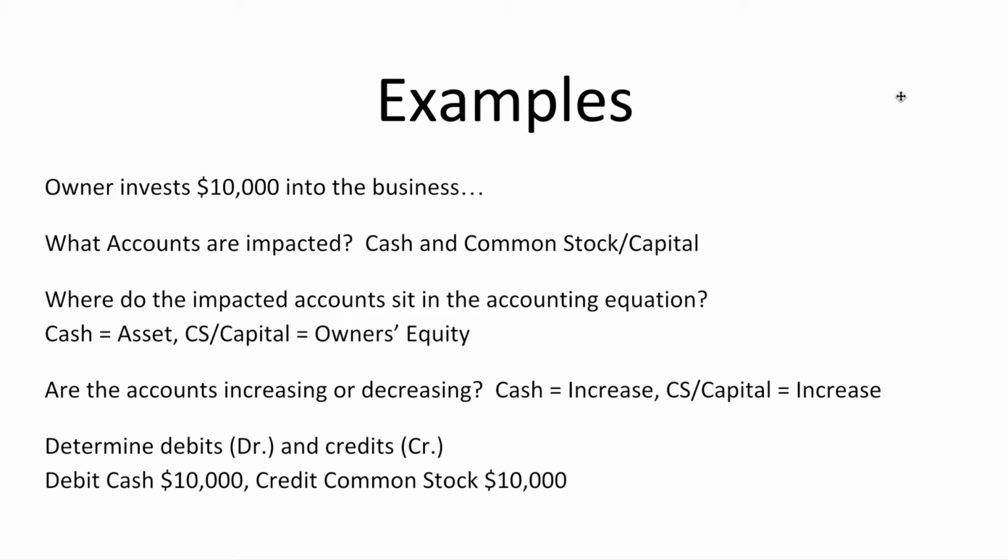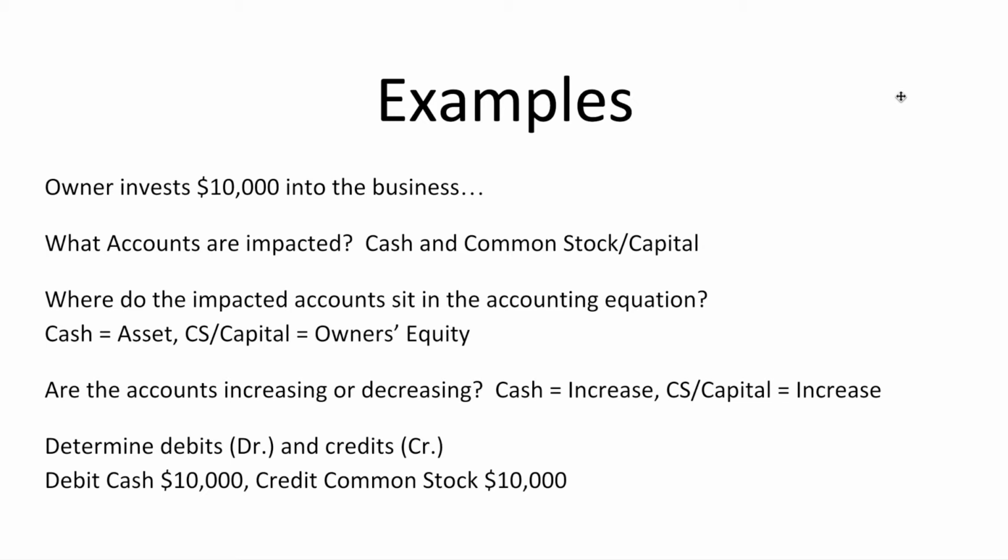So an owner invests $10,000 into the business. So the first part, what are the accounts? So cash and then some equity account, which would be common stock or capital. And then where do the accounts sit in the accounting equation? Well, we know cash is an asset and the capital account is an owner's equity account. So now we've got them set into the equation so we know where they're at. And then are the accounts increasing or decreasing? So the cash in the business is going up because there's been this contribution of cash. And then in exchange for that cash, common stock or capital is also increasing.